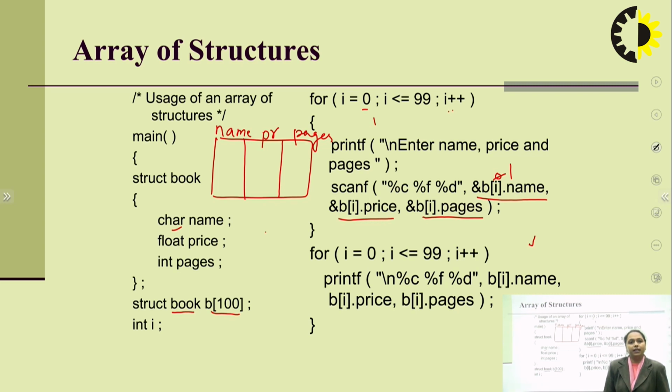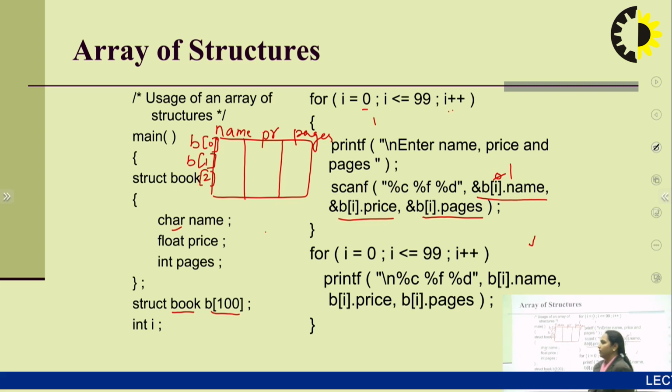And how are entries being done? With the help of array b. So b0, b1, b2 and so on, like this. This kind of record will be created while we are executing this code.